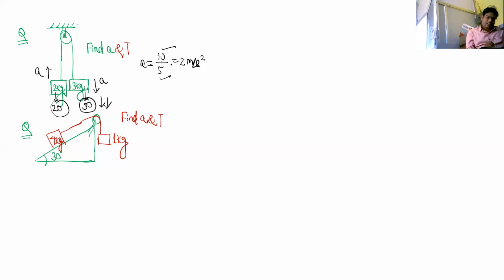So write the free body diagram. Make the free body diagram for any one of the blocks. Let's say the 3 kg block. So here it is T, here it is 30, and it is accelerating with 2 meter per second square. So if you write the equation, net force in the downward direction equals m into a. So T comes out to be 30 minus 6, that is 24. Have you got this much?